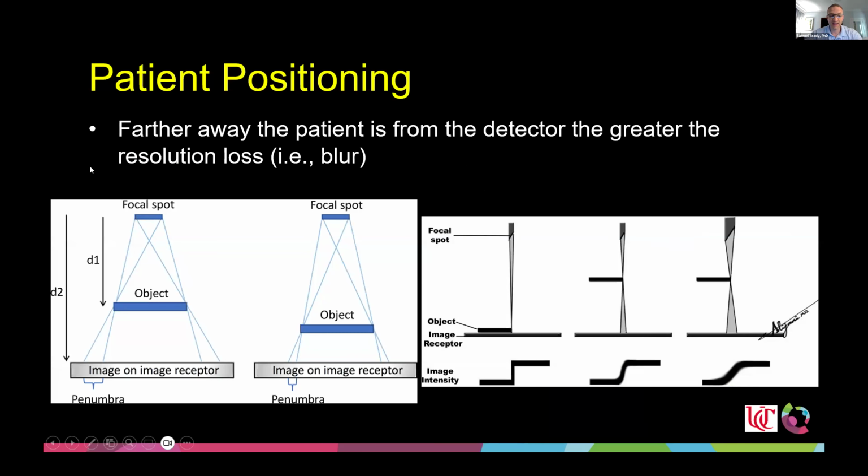But when you're looking for small structures, you want to get as close to the detector as possible. And you can see this in this example. The closer the object is to the detector, the smaller the penumbral effect, which is to say the edges are crisper, they're sharper. And so farther away, you get more of a blurring effect, and with larger focal spots, you get even more blurry.